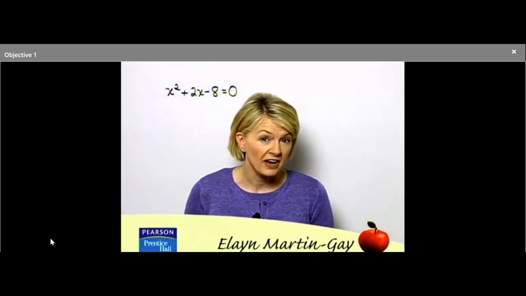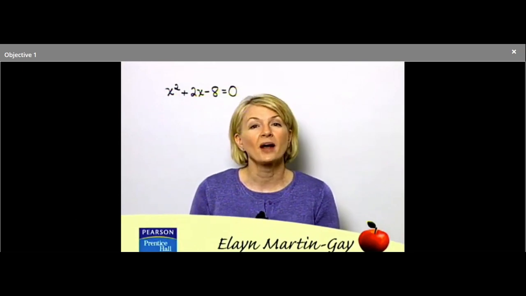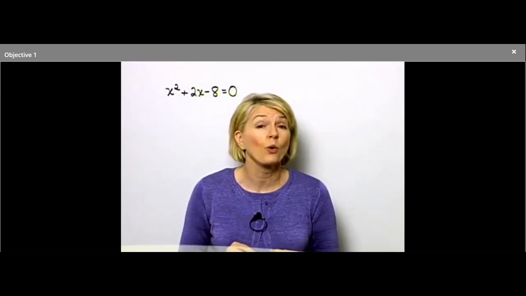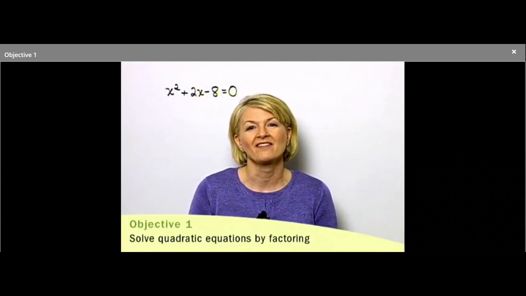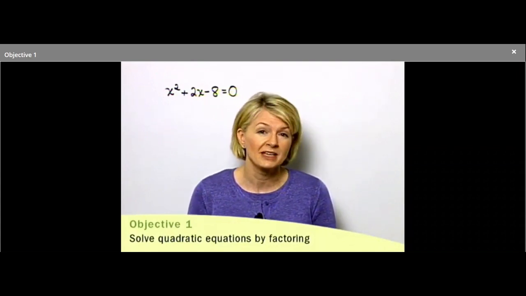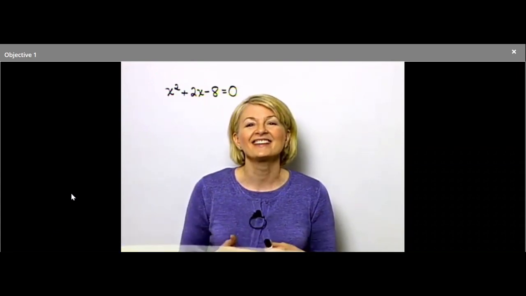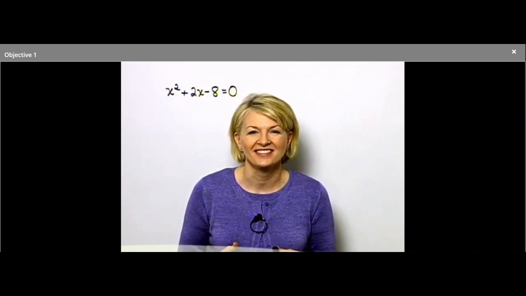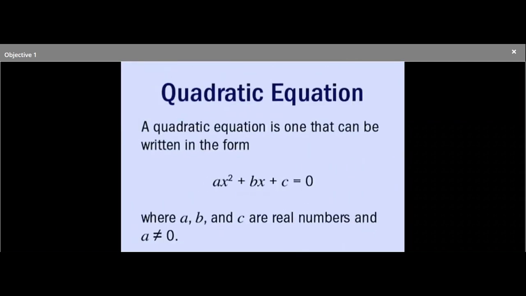Now that we know how to factor polynomials, let's practice solving, first of all, quadratic equations by factoring. Now, what do I mean by a quadratic equation? Let's look at a definition. A quadratic equation is one that can be written in the form ax squared plus bx plus c is equal to 0, where a, b, and c are real numbers and a is not equal to 0.